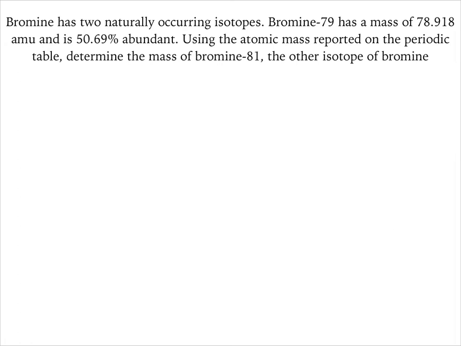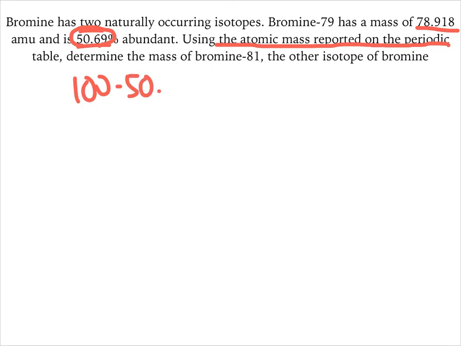It says bromine has two isotopes. Here's the relative atomic mass of bromine 79, and there's its percent abundance. And it says, using the average atomic mass on the periodic table, determine the mass of bromine 81, the other isotope. Well, since there's only two isotopes and one of them is 50.69, we can figure out the other percentage by doing a little subtraction, and that turns out to be 49.31. And so bromine 81, that's the percentage, but we got to figure out what its mass is.